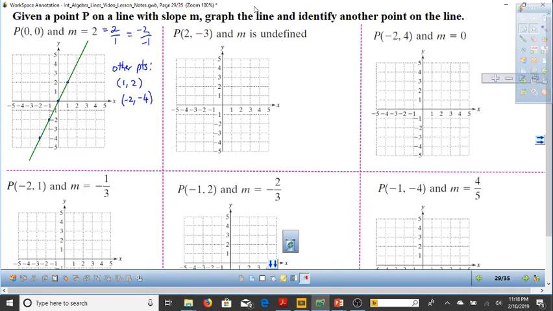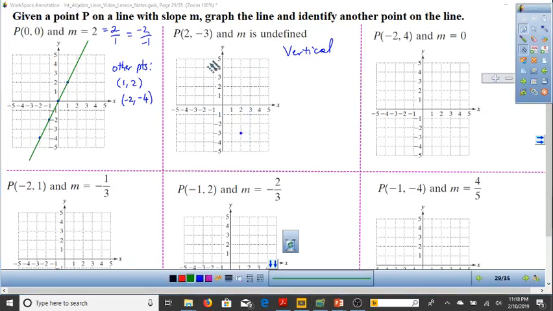This line has an undefined slope. If the slope is undefined, then what type of line are we dealing with? A vertical line. If this line is a vertical line, then it goes straight up and down. I choose a point, the point 2, negative 3. And then I draw a vertical line that goes through that. And we see here that that means any point on that line where the x-coordinate is 2 works.